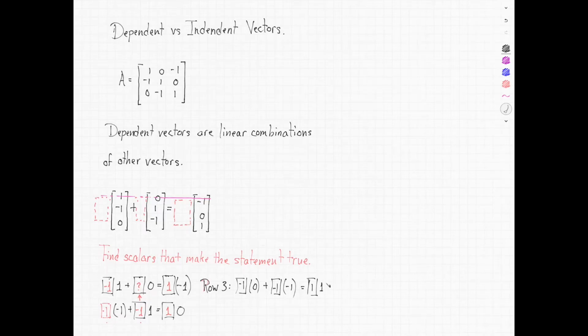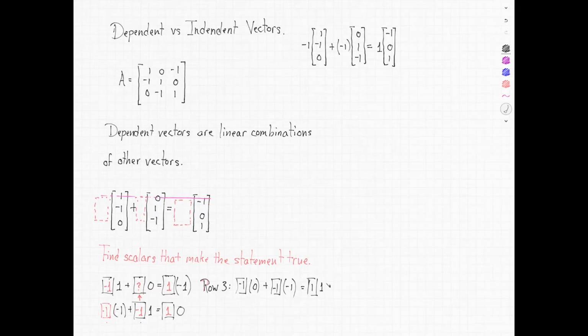So now I just found that if I take -1 times my vector of 1, -1, 0, plus another -1 times the vector 0, 1, -1, equals the vector, let me put my scalar in there, my vector of 1 times -1, 0, 1. So look at what we just did.